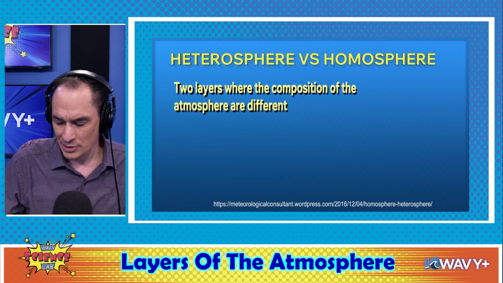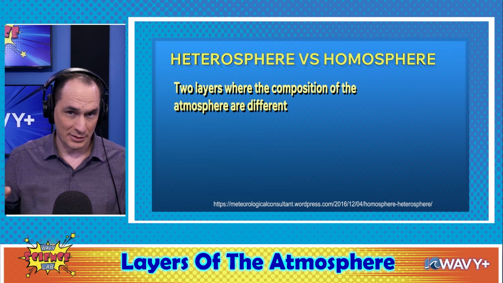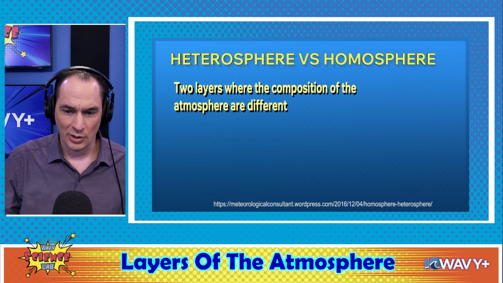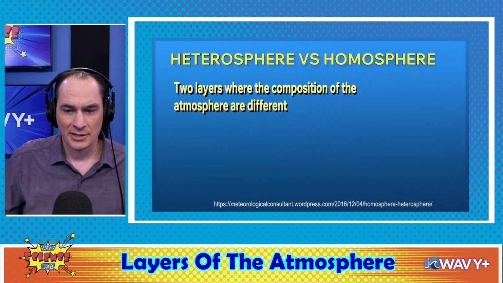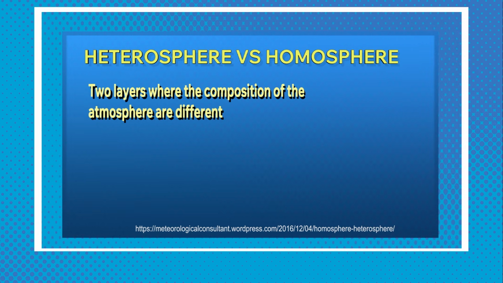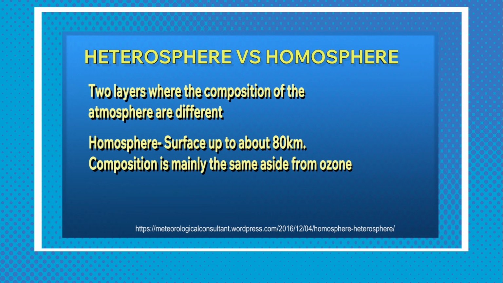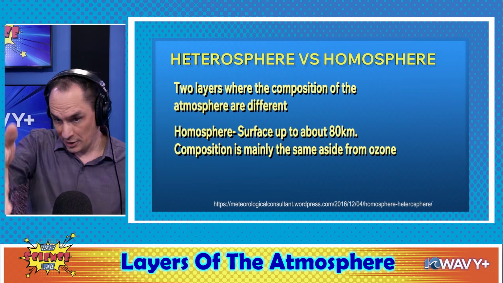Hopefully it does. So now we're starting to get into the heterosphere versus the homosphere, because now there's also a different composition to this thing. And this is within the layers that we just talked about, the four layers. This is within them. But it's kind of how the atmosphere separates a little bit. And so the composition where the atmosphere is different: the first layer, the homosphere, is surface up to about 80 kilometers. So in that layer, the composition is mainly the same aside from ozone. You've got the ozone layer in there, right? So that changes within that.